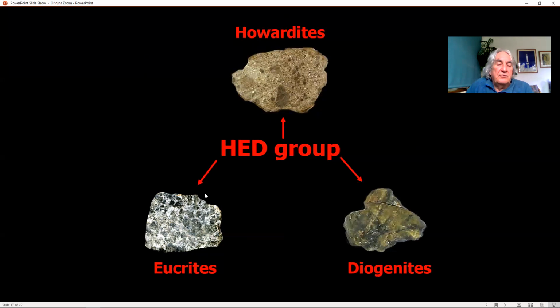Eucrites are from the surface, from the regolith of Vesta, and Howardites, as you would anticipate, are meteorites composed of a mixture of the two that fused together during the impact. So you've got diogenitic material and eucritic material fused together by the impact to form Howardites. So the HED group are the ones that come from Vesta. Of course, you can get diogenites and eucrites, etc., from any other asteroid.